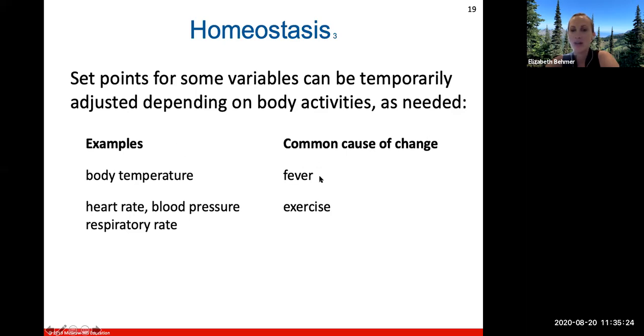So body temperature, a common cause of change for that could be fever, and that's your body's way of trying to get rid of whatever bad thing is in you and to try to start an immune response. So your body will raise in temperature to try to kill off whatever bacteria or virus could be in your body. So that's what fever does. Also, exercise will raise your body temperature, and that's okay, as long as it's still within that normal range of values. So your heart rate, your blood pressure, and your respiratory rate will increase with exercise.